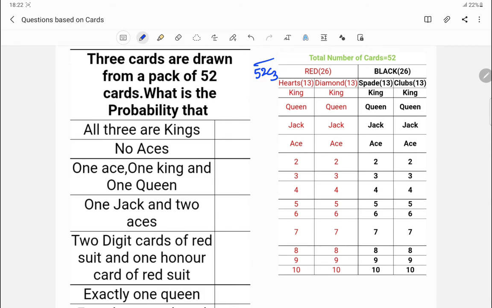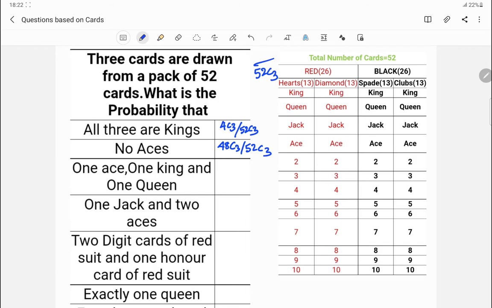Now, what is the probability that all 3 are kings? Total there are 4 kings. So out of 4 I draw 3 kings, divided by 52C3. This is the probability. What is the probability that there are no aces? There are only 4 aces. So I'll subtract those 4 from 52, and we will be left with 48. So 48C3 divided by 52C3.